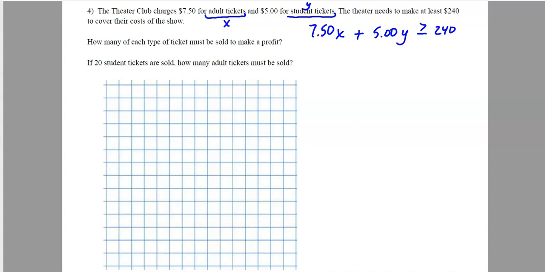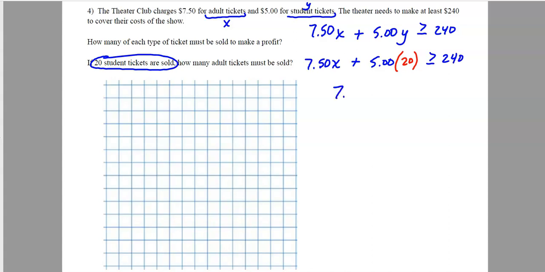And it says, if 20 student tickets are sold, so 20 student tickets are the y values. So I'm going to go 7.50x plus $5 times, and they're saying, well, what if you have 20 of these student tickets sold? I should be able to figure out the x tickets, or the adults. So that'd be 7.50x plus $100. It's greater than or equal to 240 minus the 100 from both sides, 7.50x greater than or equal to 140.